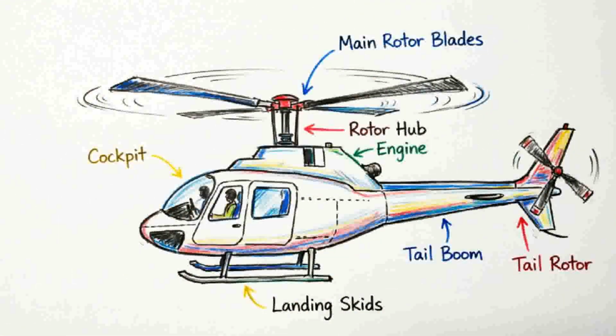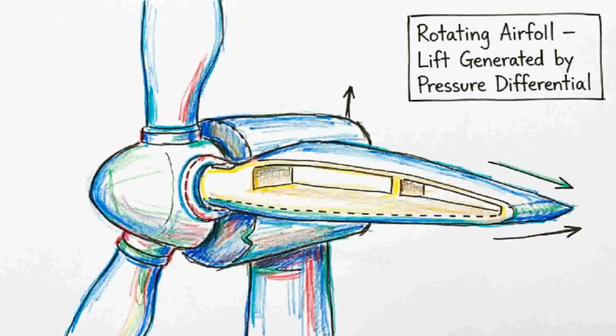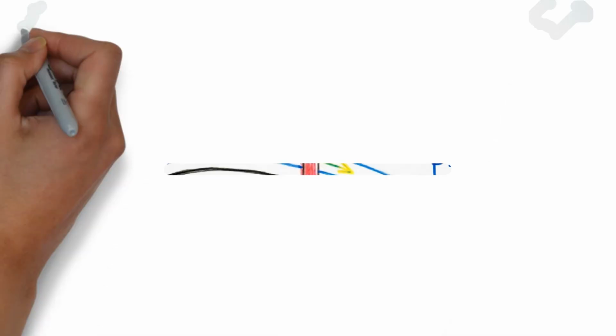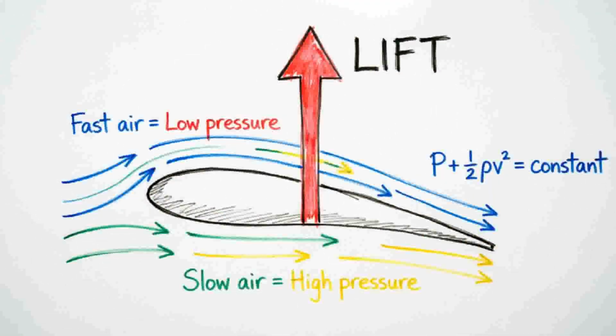The main rotor blades, rotor hub, cockpit, engine, tail boom, tail rotor, and landing skids. The main rotor blades are the heart of the helicopter. They work exactly like rotating wings. As the rotor blades spin, they create lift using the same principle as airplane wings: Bernoulli's theorem. Fast air on top creates low pressure and slow air below creates high pressure, pushing the helicopter up.